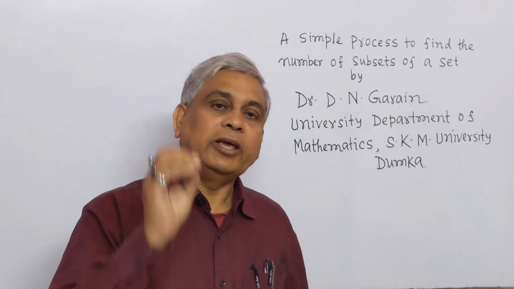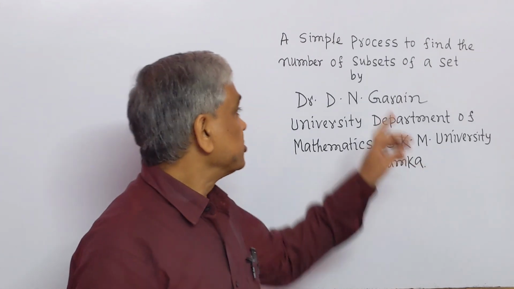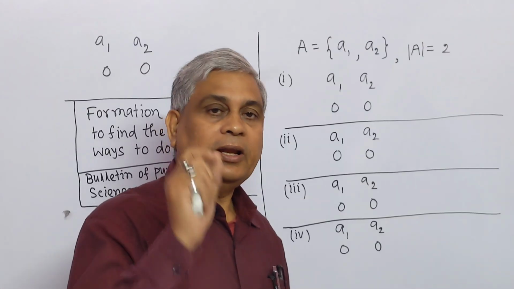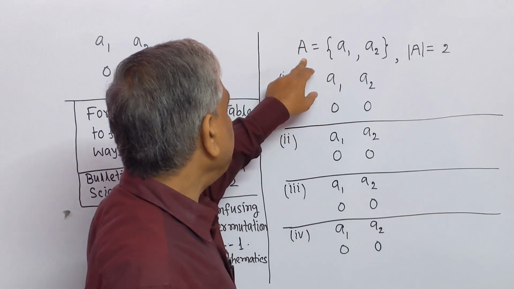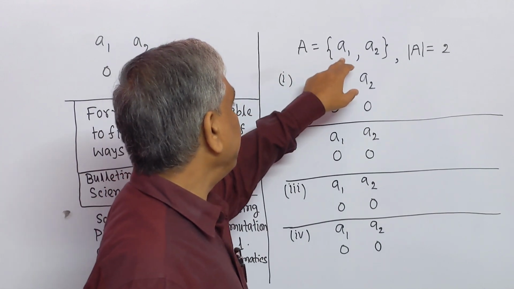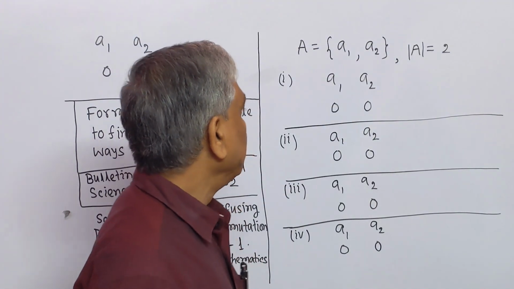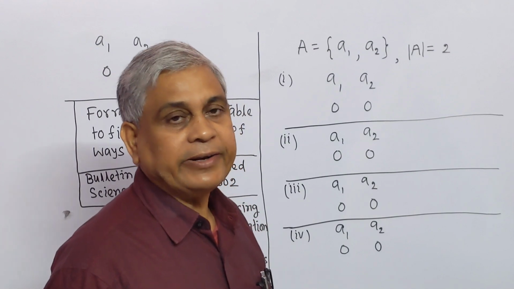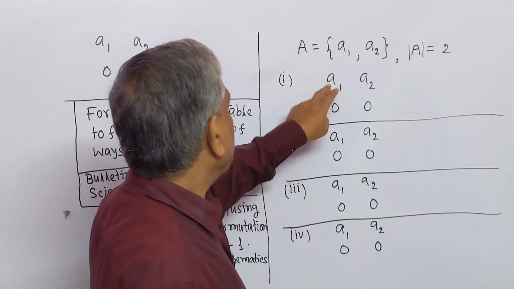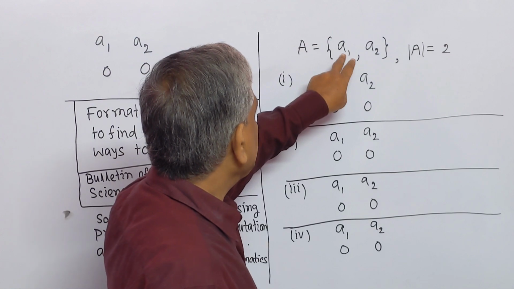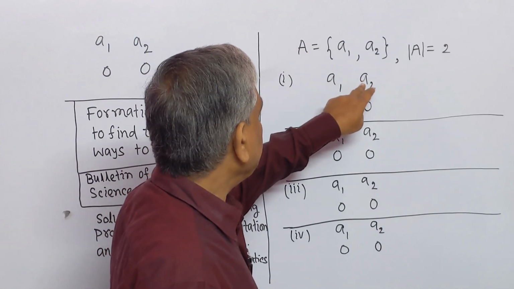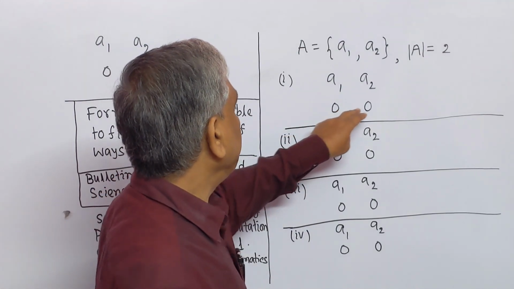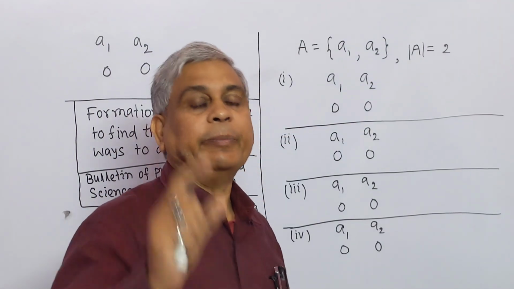Today, I will give you a simple process to find the number of subsets of a set. Let A be a set containing elements a1 and a2. Number of elements of A equals 2. Let us frame a table. This table contains elements A1 and A2 in the first row, and in the second row, 0, 0. 0, 0 means no element.